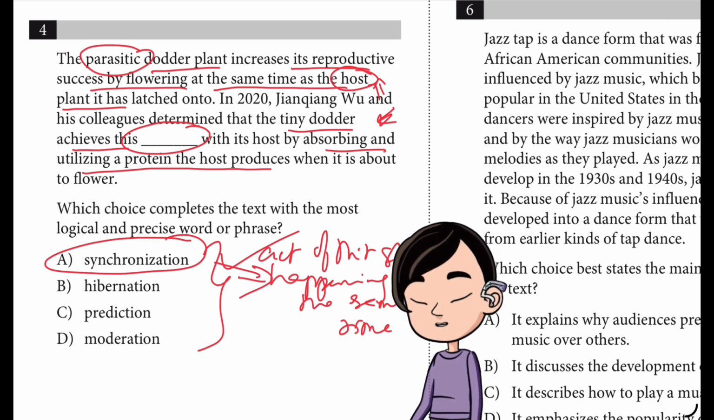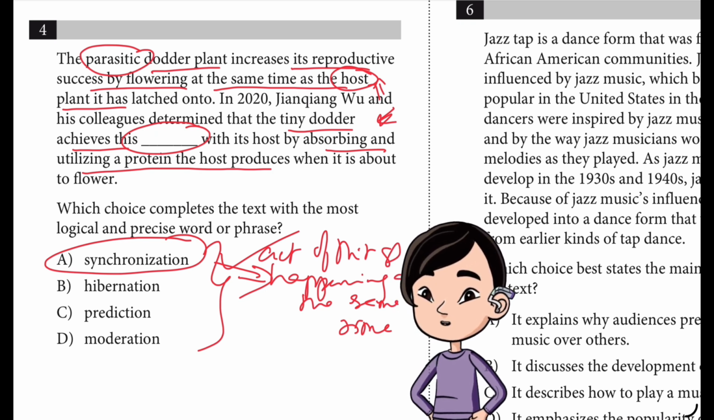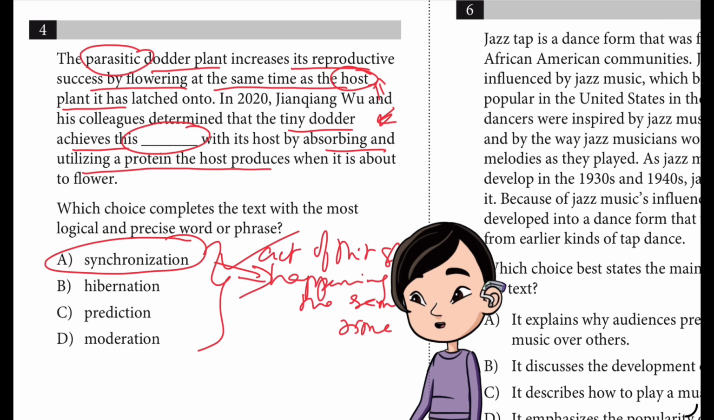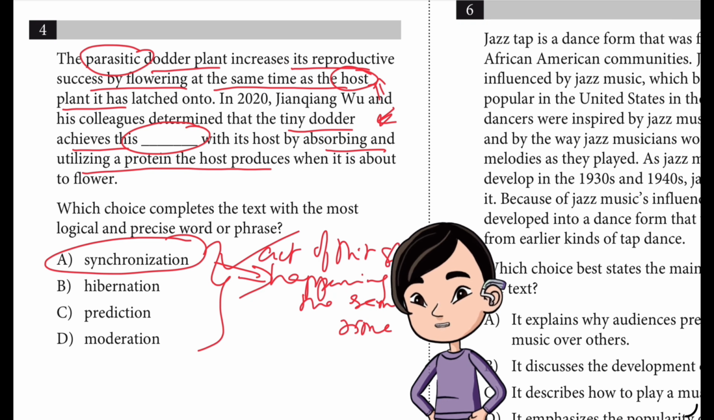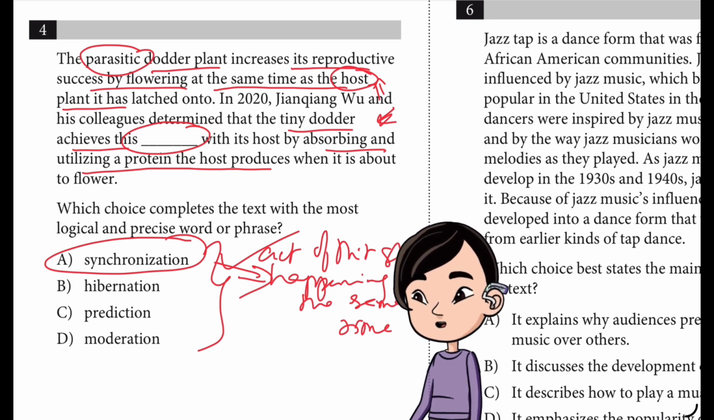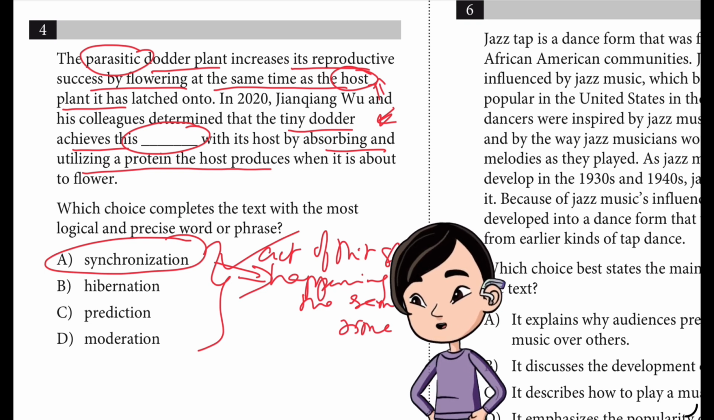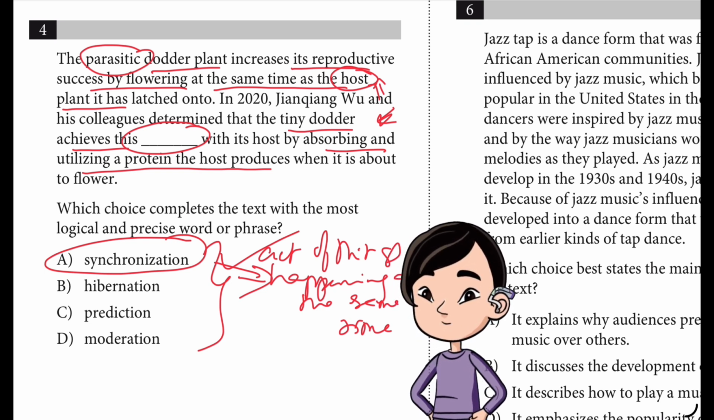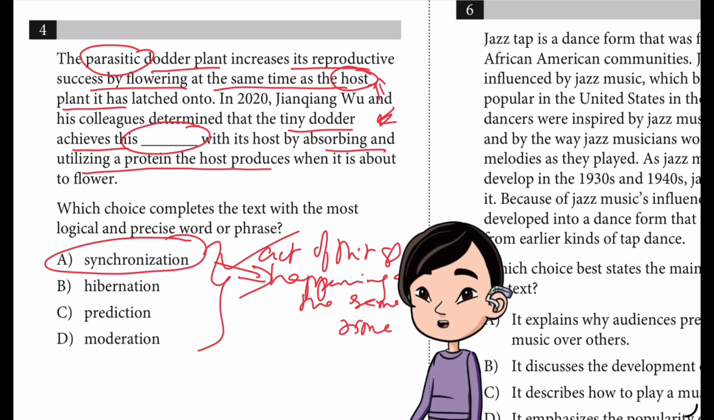Choice C is incorrect because stating that the dodder plant and its host engage together in prediction, or the act of declaring or indicating something in advance, wouldn't make sense in context. Rather than indicating that the dodder plant and its host plant make a prediction about flowering activity, the text suggests that the host plant produces a protein as part of its regular flowering process, and that the dodder then absorbs and uses that protein to flower at the same time.